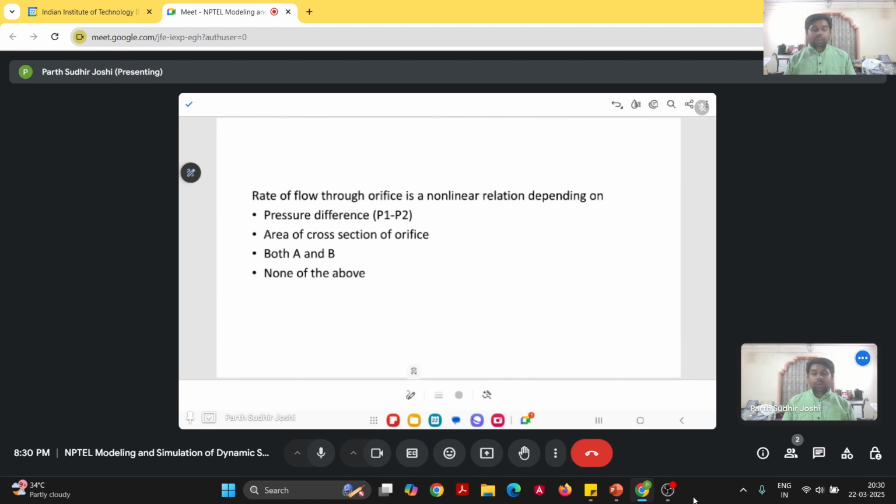So now this question is like a multiple choice question which is related to the same thing. So we just derived that the rate of flow through the orifice is a non-linear relation which depends both on the pressure difference as well as the area of cross section of the orifice. So therefore both the options A and B are correct.